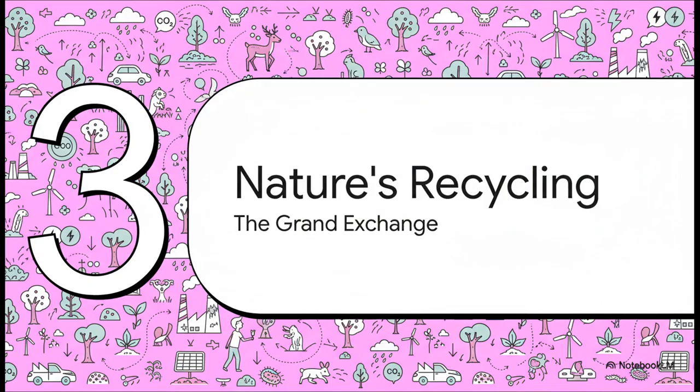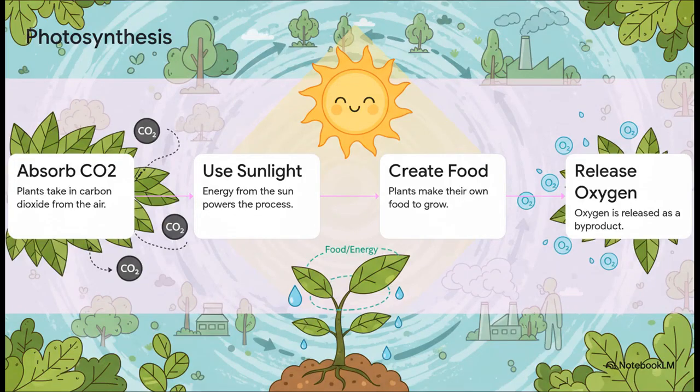Okay, for now, let's just focus on the fast cycle. This is the one that really affects us on a day-to-day basis. It's the grand exchange of life. And at the heart of it all is this little bit of magic called photosynthesis. I mean, plants are just incredible, aren't they? They literally breathe in the carbon dioxide that's in the air, use sunlight and water, and turn it into food for themselves. And the best part? As a little gift back to us, they release the oxygen that we all need to survive.